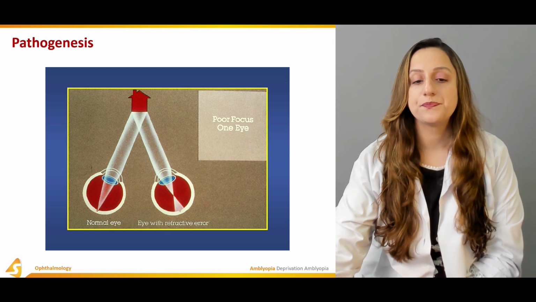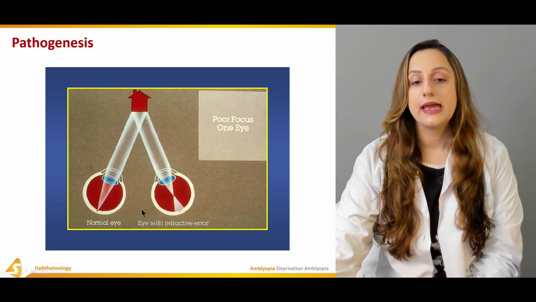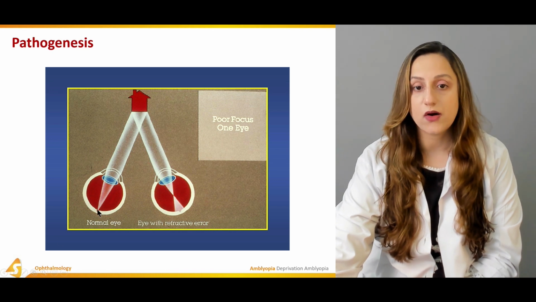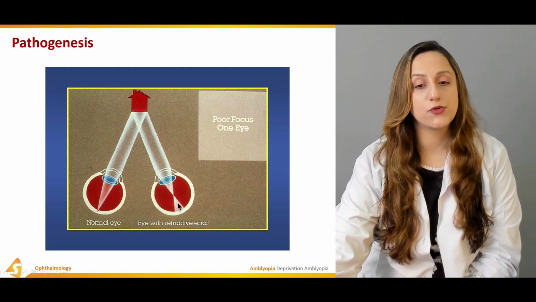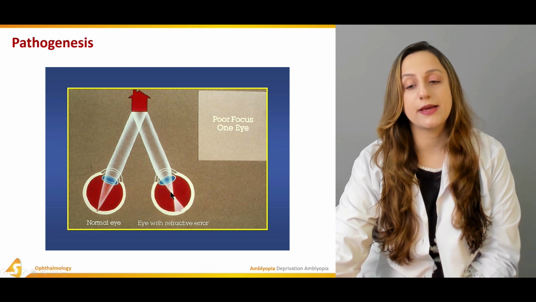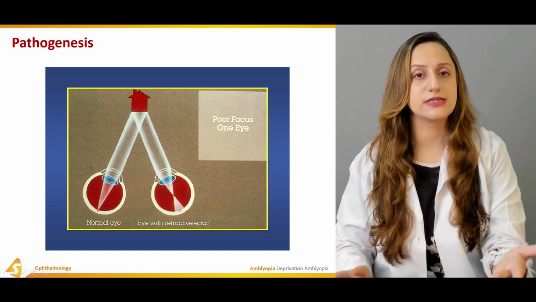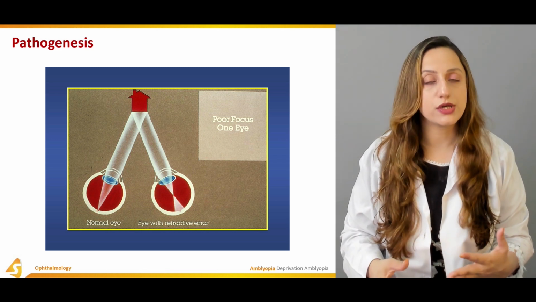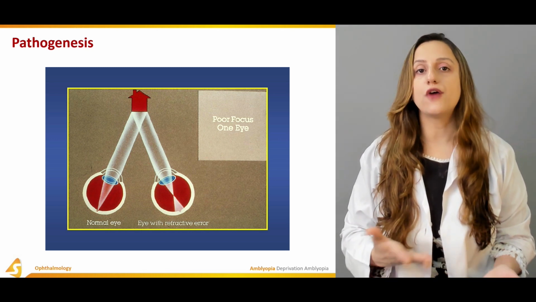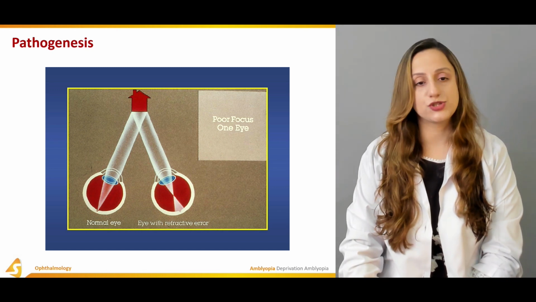As you can see, this is a normal eye in which we have correct, sharp focusing on the retina. On the other hand, we have an eye with a refractive error which is not focusing in a proper way. There is a poor focus on one eye. So it's one of the reasons that we have discussed over here. Poor refraction can be one of the causes of the formation of amblyopia in the child.